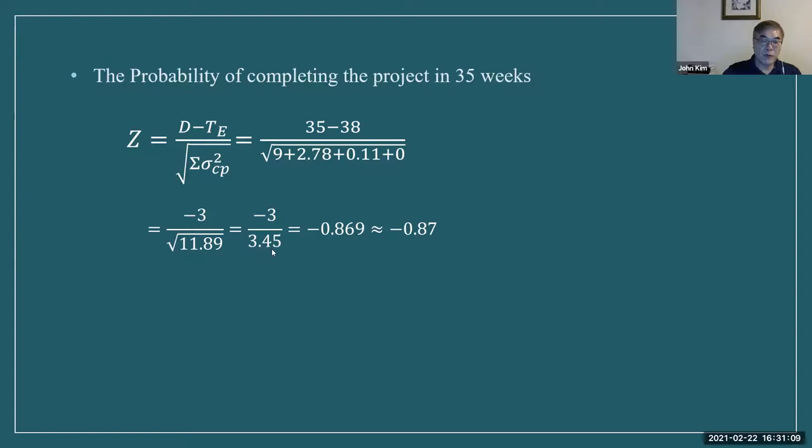So it is negative 0.869. I think you took Math 155, that is statistics. So I expect you are familiar with the normal distribution.